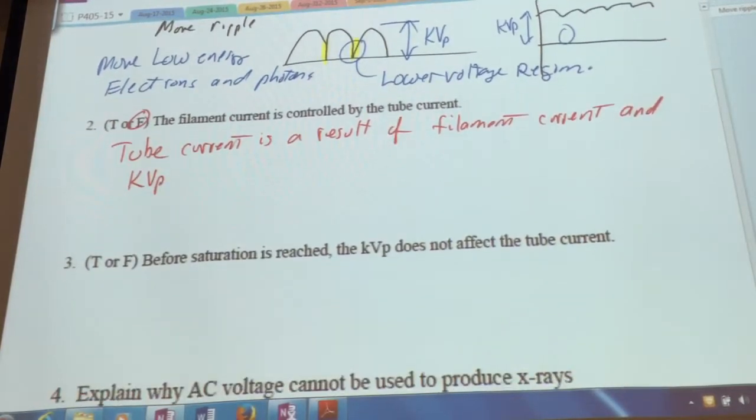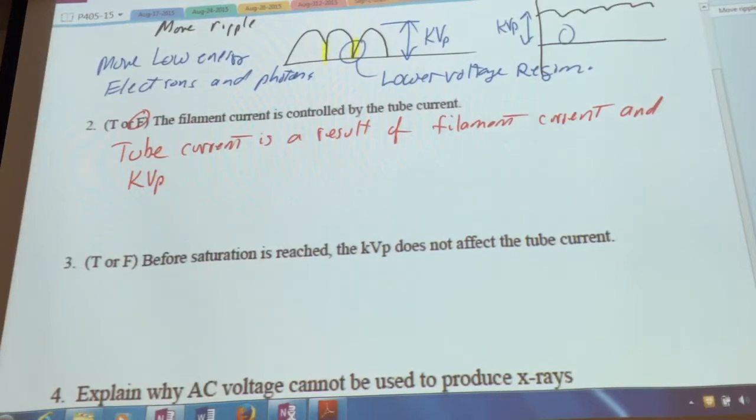All right. So number 3, moving right along here. Before saturation is reached, kVp does not affect the tube current. True. False. False, really? They could all be wrong. You could be the lone voice in the wilderness with the right answer. Is it true? Is it false?